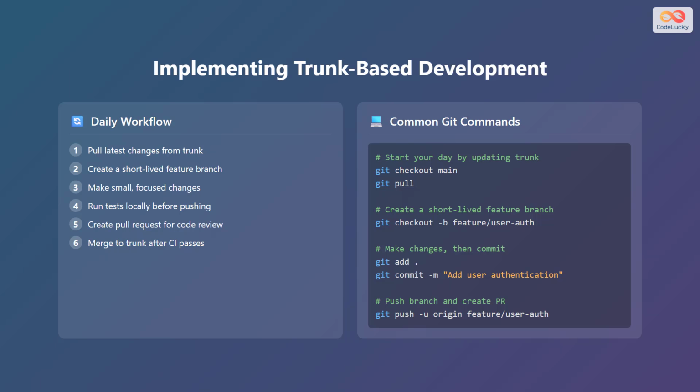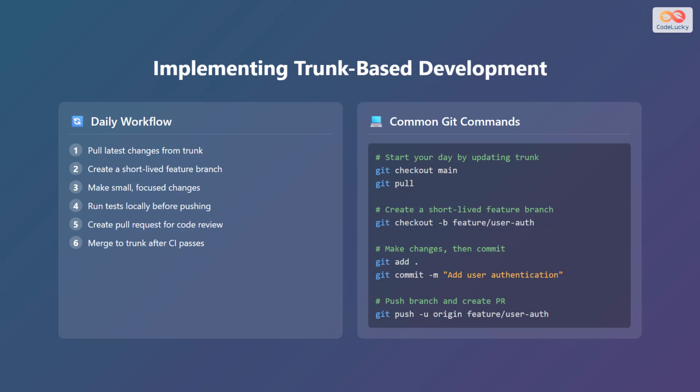Let's take a look at how to implement trunk-based development in your daily workflow. First, start your day by pulling the latest changes from the trunk or main branch. This ensures you're working with the most up-to-date code. Next, create a short-lived feature branch for your specific task. Make small, focused changes in this branch.